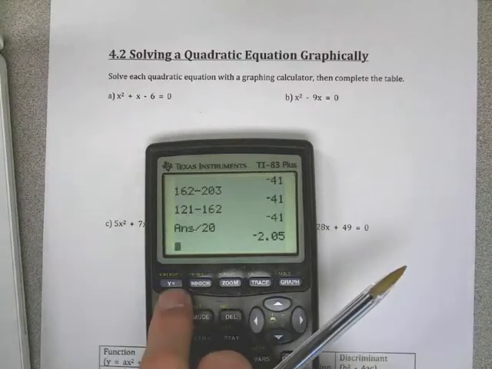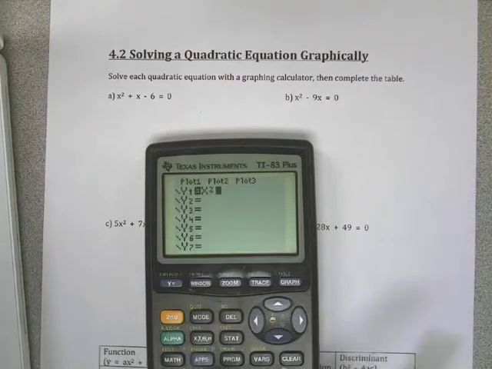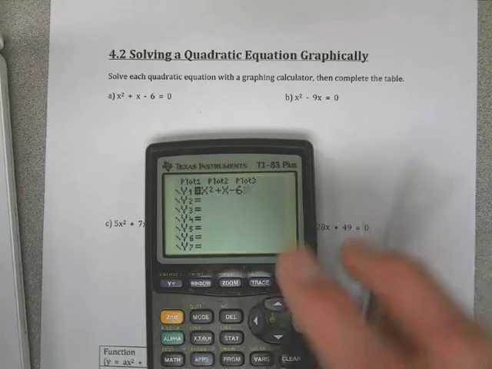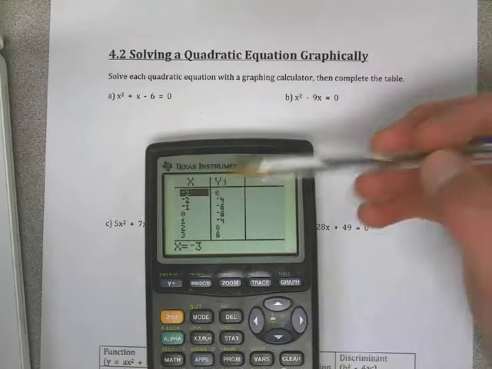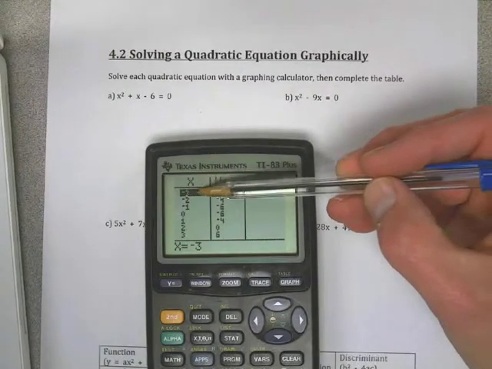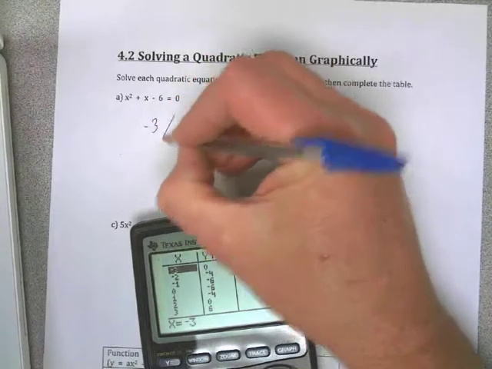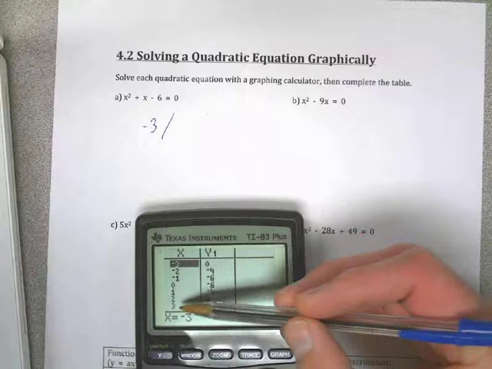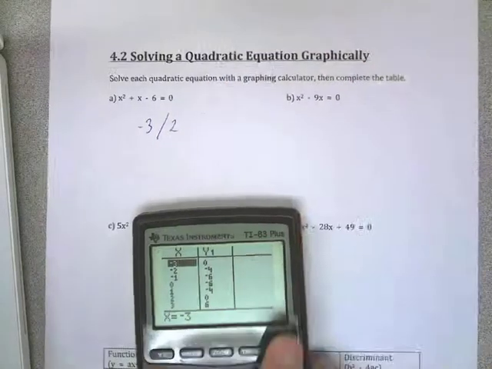You want to go to the y equals button. So I go to y equals and I plug in the equation just like this: x squared plus x minus 6. Because I want to solve for it, I'm just going to go second function table, and it comes out with the answers. I can see that when x is negative 3, y is 0, so that's one of them. I also see that 2 and 0 is another one. So there's my intercepts for that equation.